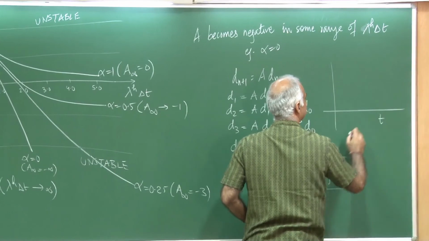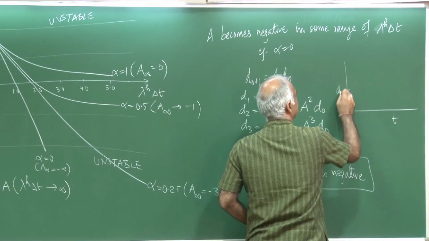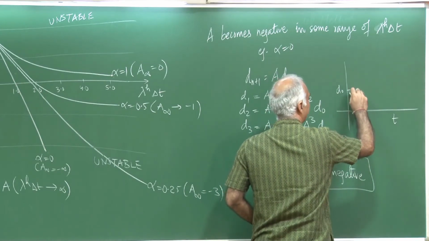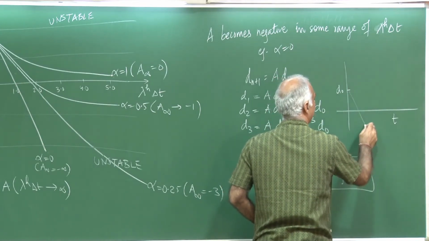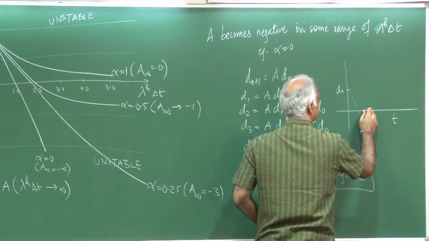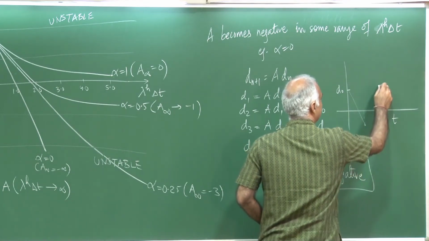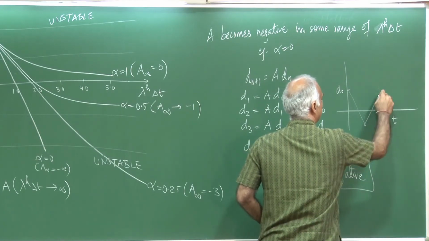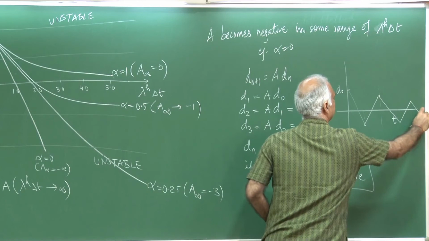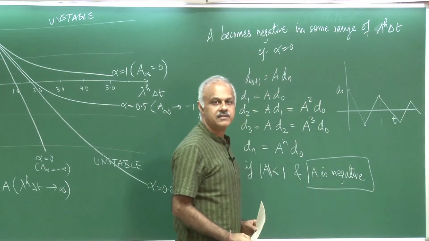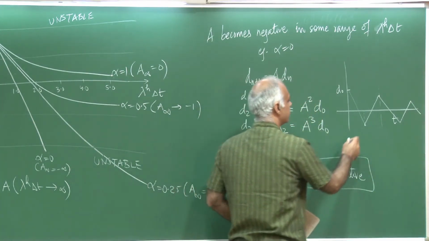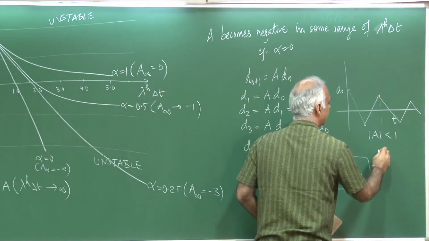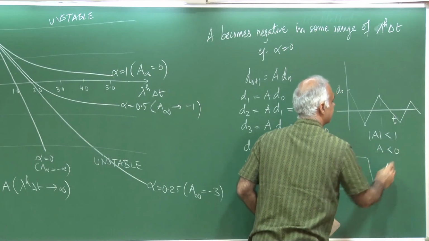This is your time, this was your d0. So, you would get an amplification where you get a value like this, and then at the next time instant you would get a positive value and it would just oscillate, but of course it would be stable, right, because your modulus of a is less than 1, but actually a itself is less than 0.